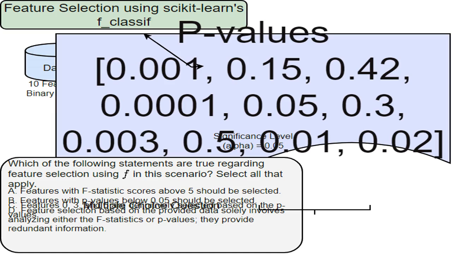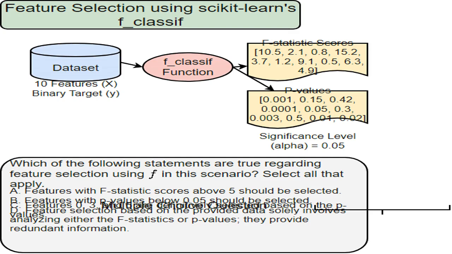These values are probabilities. They tell me the chance of seeing the f statistic I got if the feature actually had nothing to do with the yes, no answer. A really low p-value, much less than 0.05, suggests that the feature is likely important. I've set my significance level to 0.05, or 5%. This means I'm willing to accept a 5% chance of being wrong when I say a feature is important.